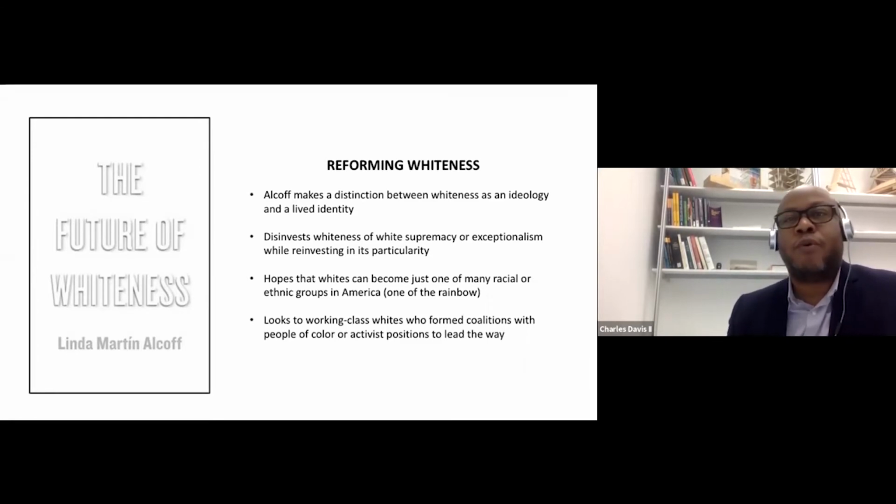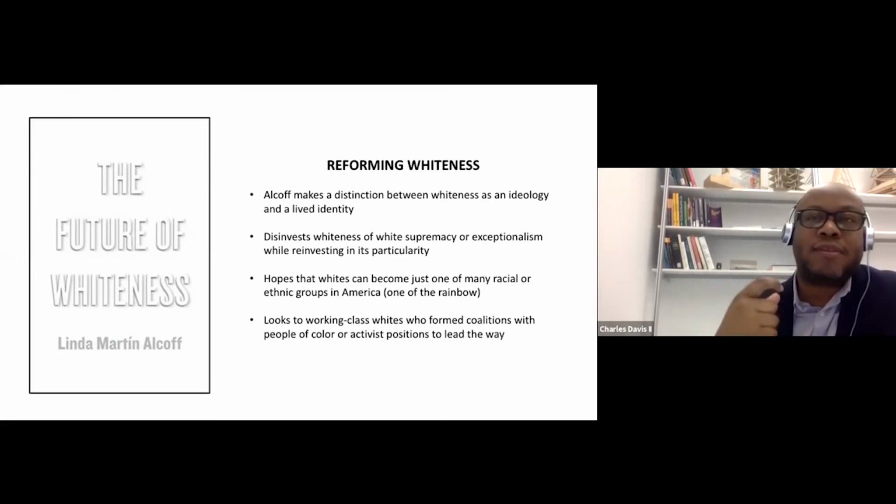And that before the modern period, this was not always based on white supremacy. And she's hoping that there's a way, in what some call a post-racial period, or this post-period of wokeness for people today, that we can move onto something that is not just about white supremacy either, but is a kind of identity, a racial identity like any other identity. And so in order to do that, she says that we need to divest whiteness of this idea of white supremacy or exceptionalism, while reinvesting in its notion of particularity.